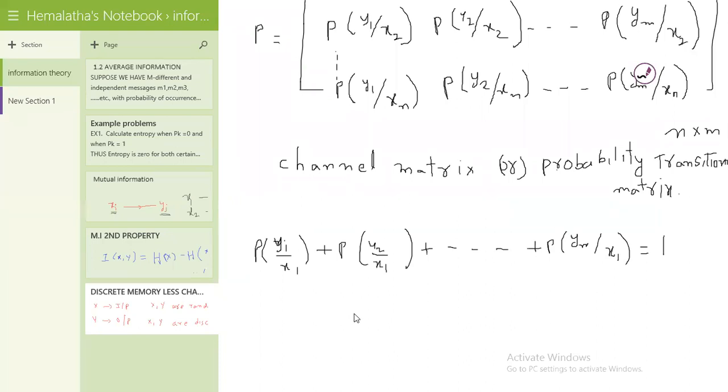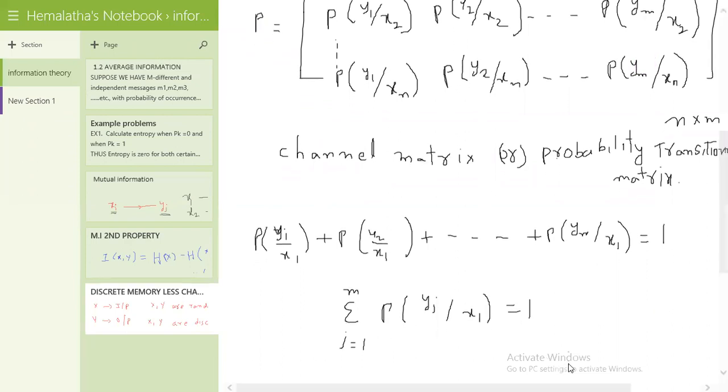Here we can write sigma j equal to 1 to m, probability of yj by x1 equal to 1. Same equation, I noted using summation.